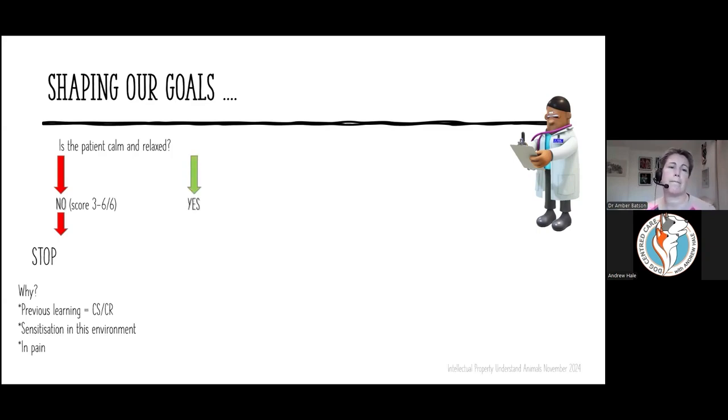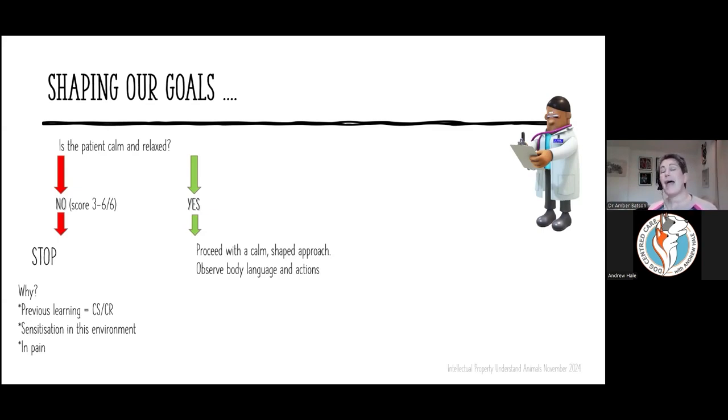If the patient is calm and relaxed, so we're giving them a score of 0, 1, or 2, then great. Let's proceed with a calm shaped approach. What is our aim? Our aim is perhaps to take a blood sample, or to give an injection, or to complete a part of a specific examination. Well, let's break that down into lots of little steps. Let's do a little bit of the examination and just pause, and then perhaps give them a treat or give them a fuss somewhere else, and then go back to further along in that examination.